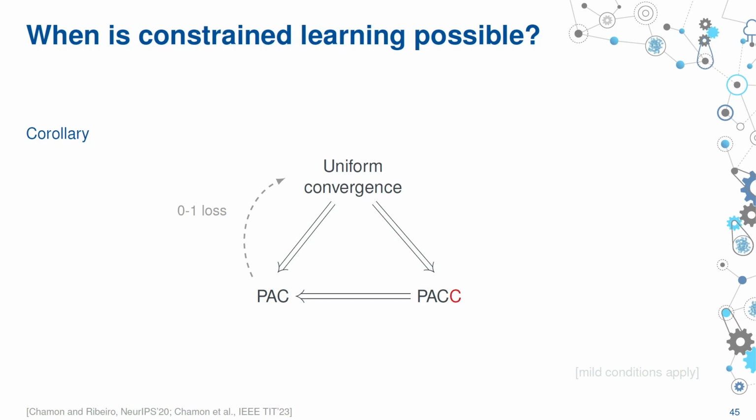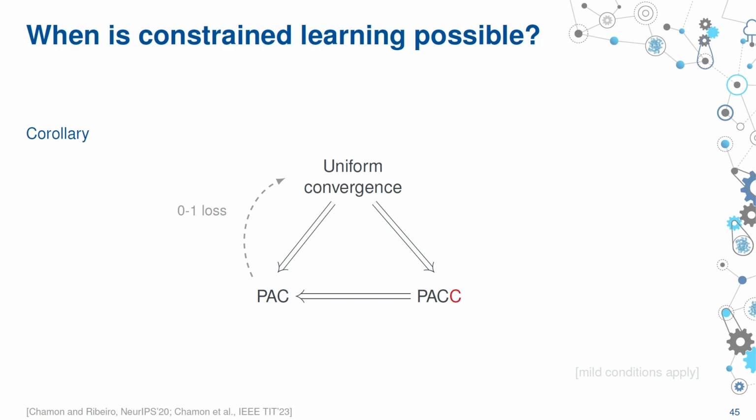And finally, for those of you that are theory inclined, it is important to realize that PAC learnability and PAC-C learnability are different. They both come from uniform convergence, but they are different concepts. And of course, PAC-C learnability implies PAC learnability because working without constraints is a particular case of working with constraints.